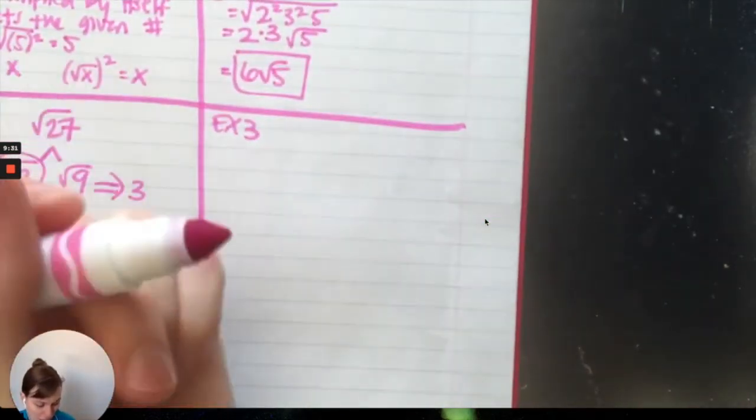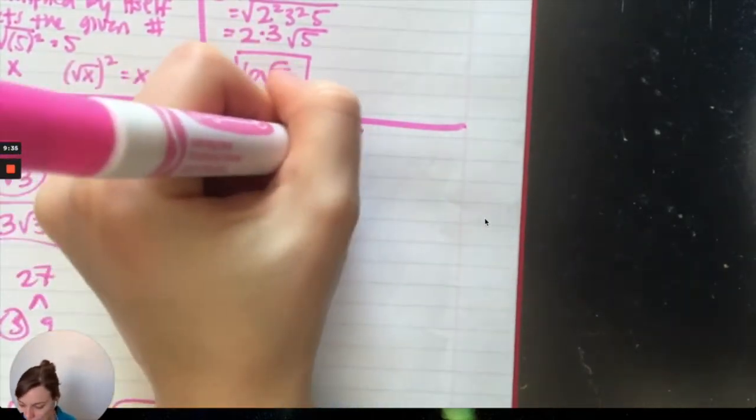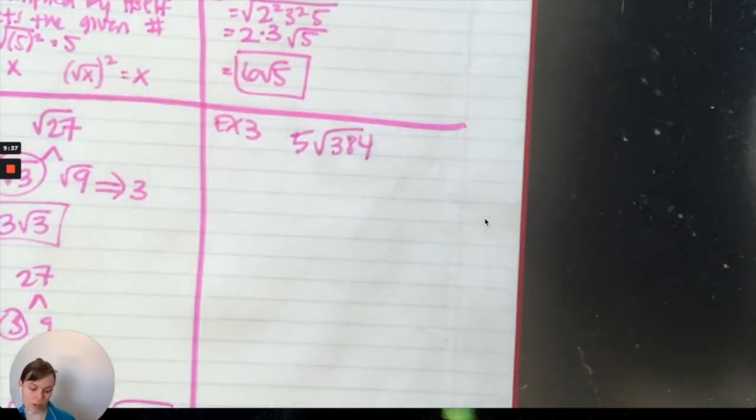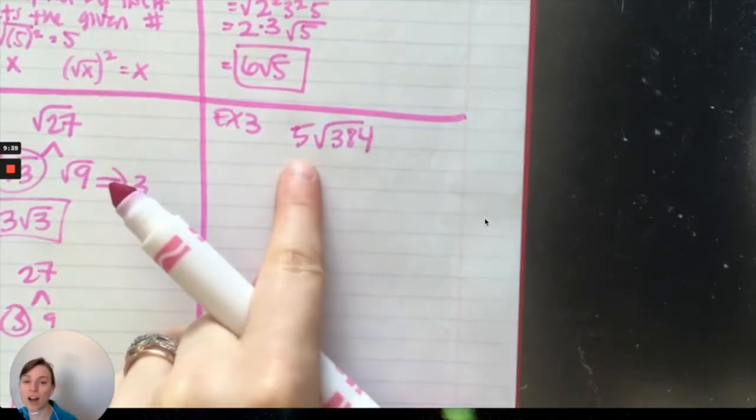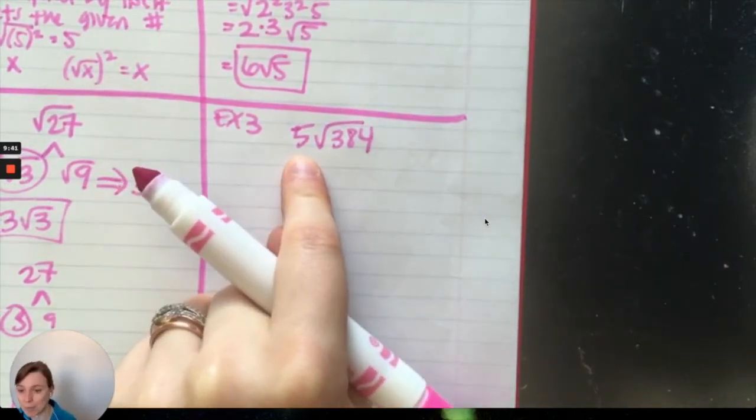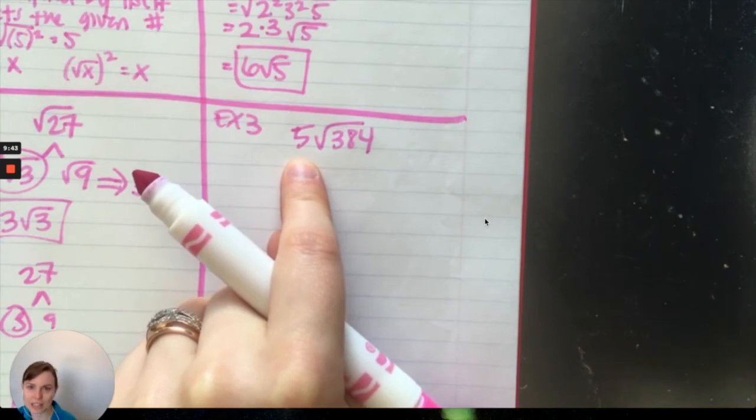Okay, and then 3, what if we had a coefficient already, and then we had the radical? So I'm going to leave that 5 alone until the last step. I'm going to ignore it until the last step.